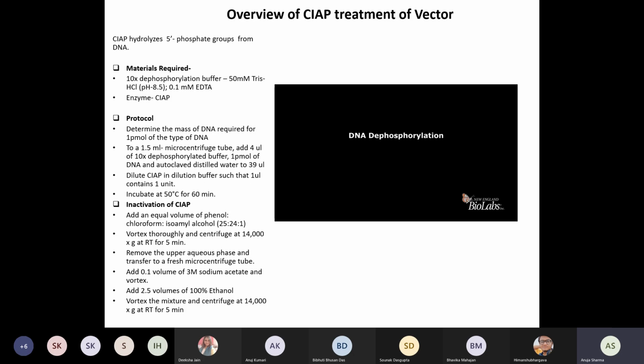Okay, then you need to give CIAP treatment to your vector. CIAP is alkaline phosphatase. What it does is hydrolyze the 5' phosphate group from the DNA. It is basically done to remove the 5' phosphate group so that the vector cannot self ligate to itself.